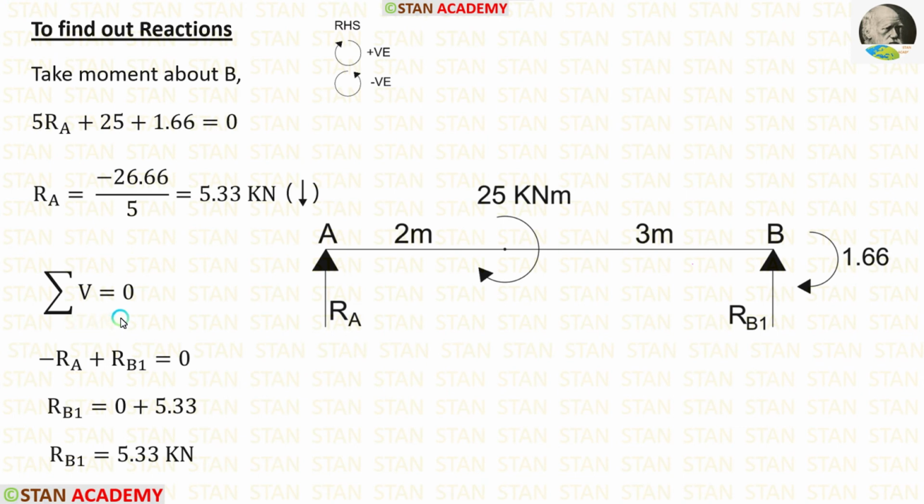Now let us apply the rule summation of vertical forces is equal to 0 and calculate RB1. In this span, there are two vertical forces, RA and RB1. We know that RA is acting downwards, so it should be negative. RB1 is acting upwards, so it should be positive. Here, let us apply the value of RA. In this way, we can calculate RB1, which is equal to 5.33 kN.